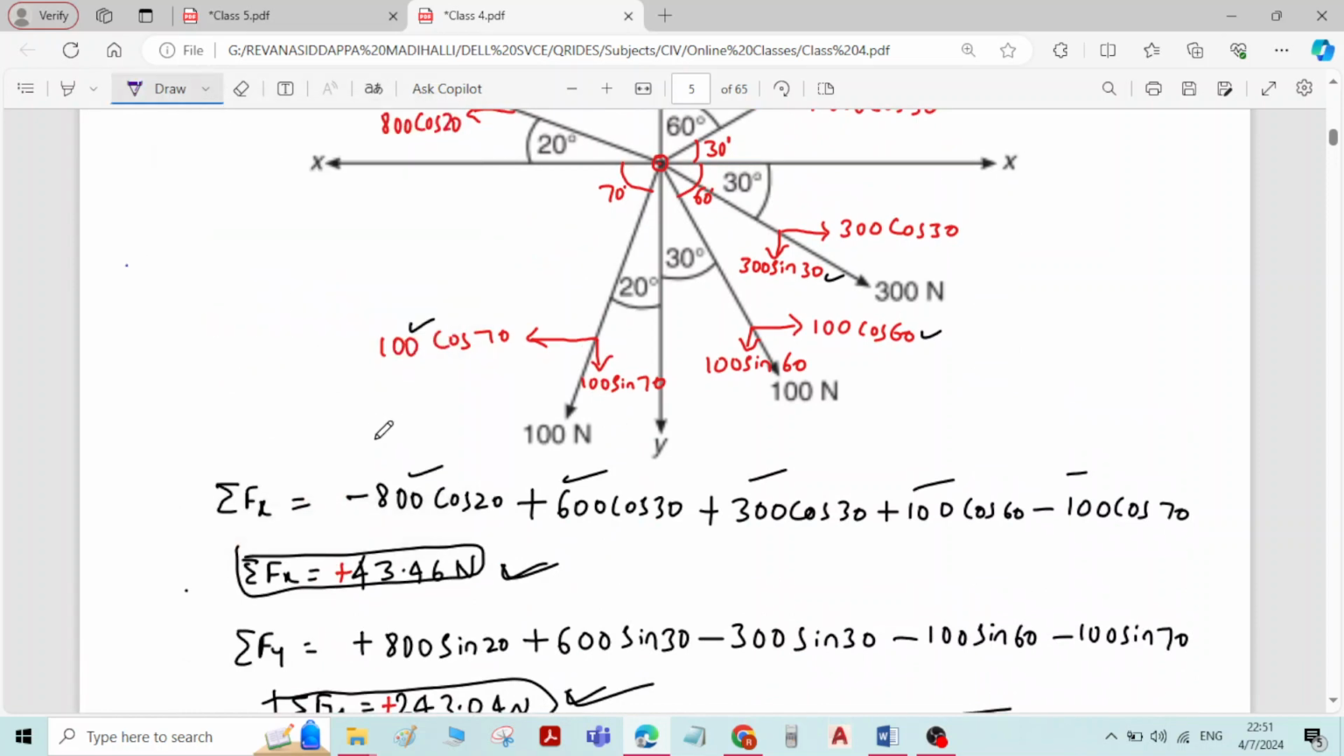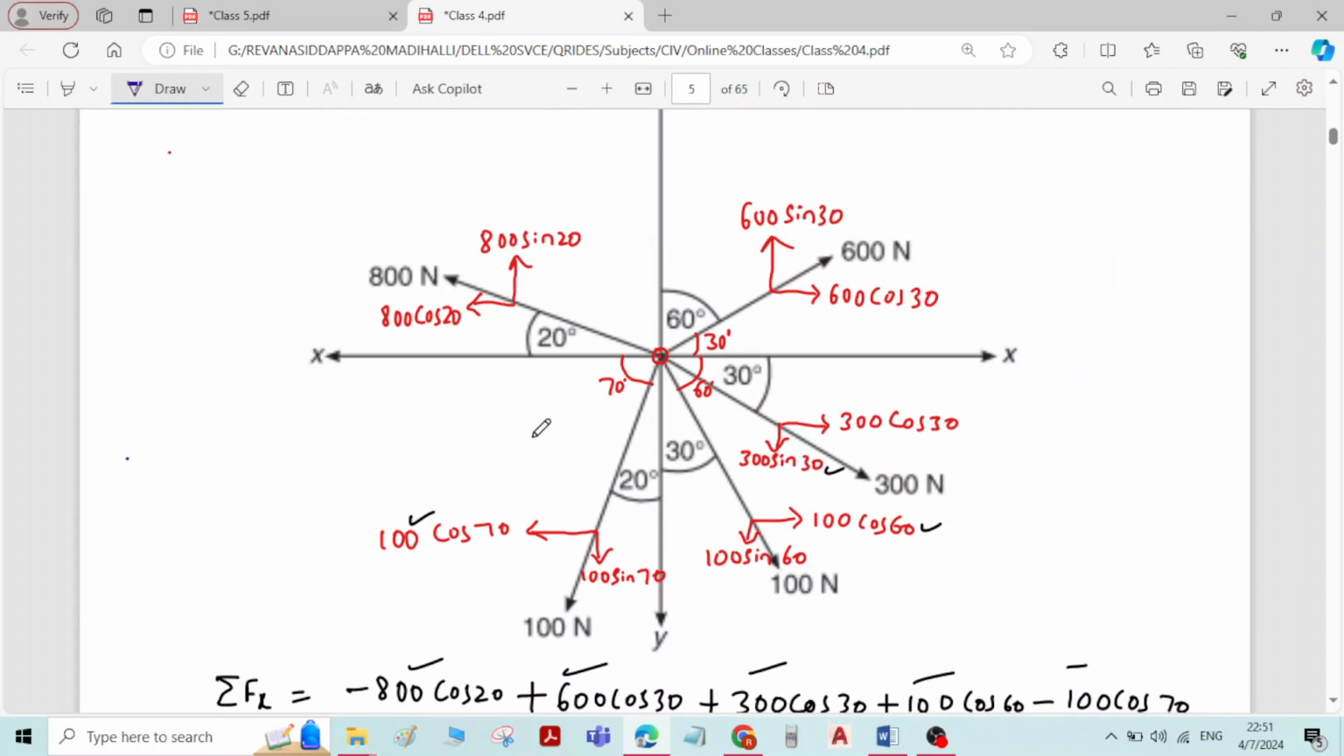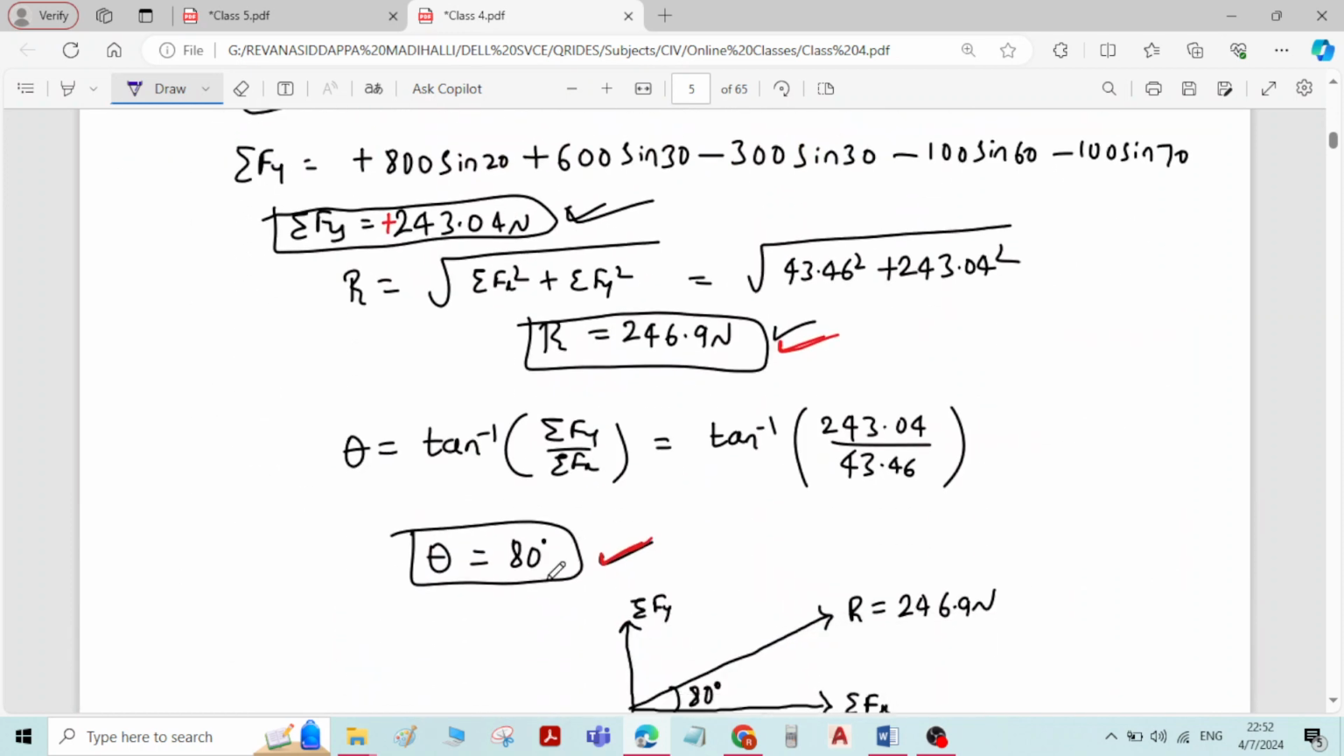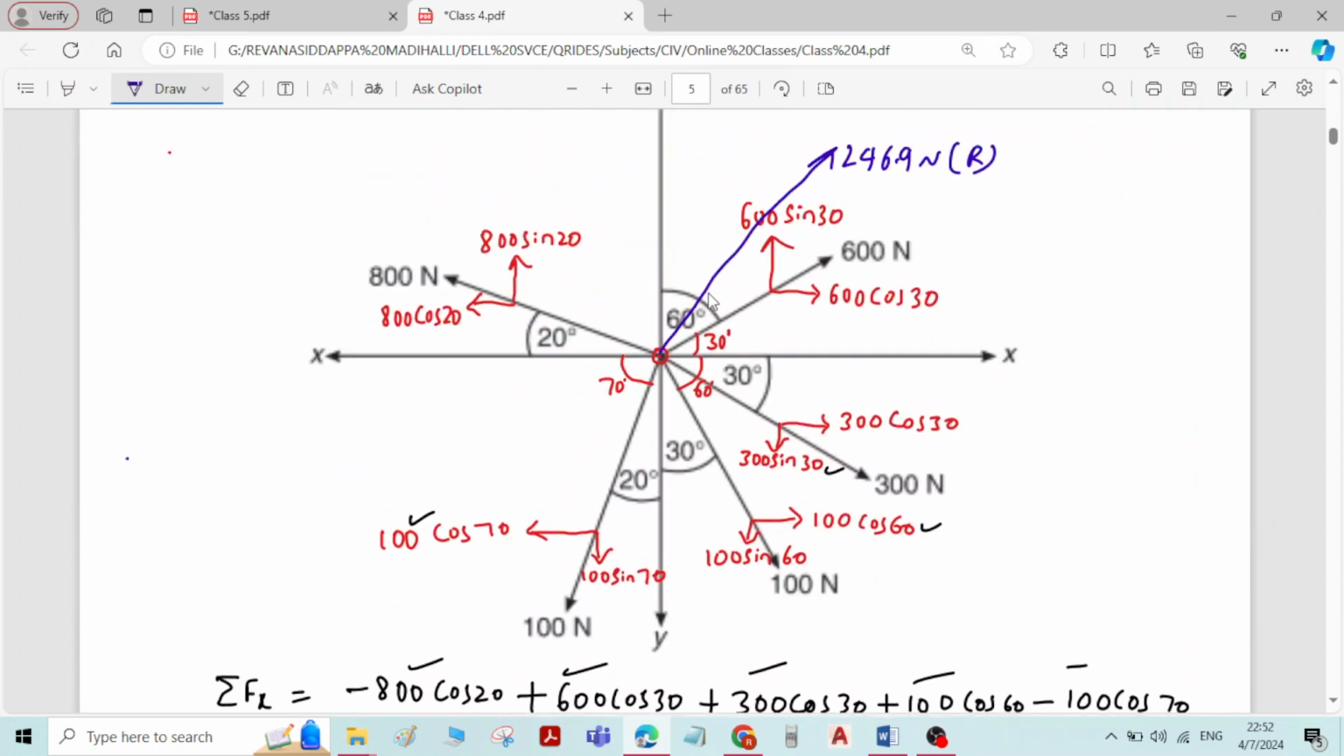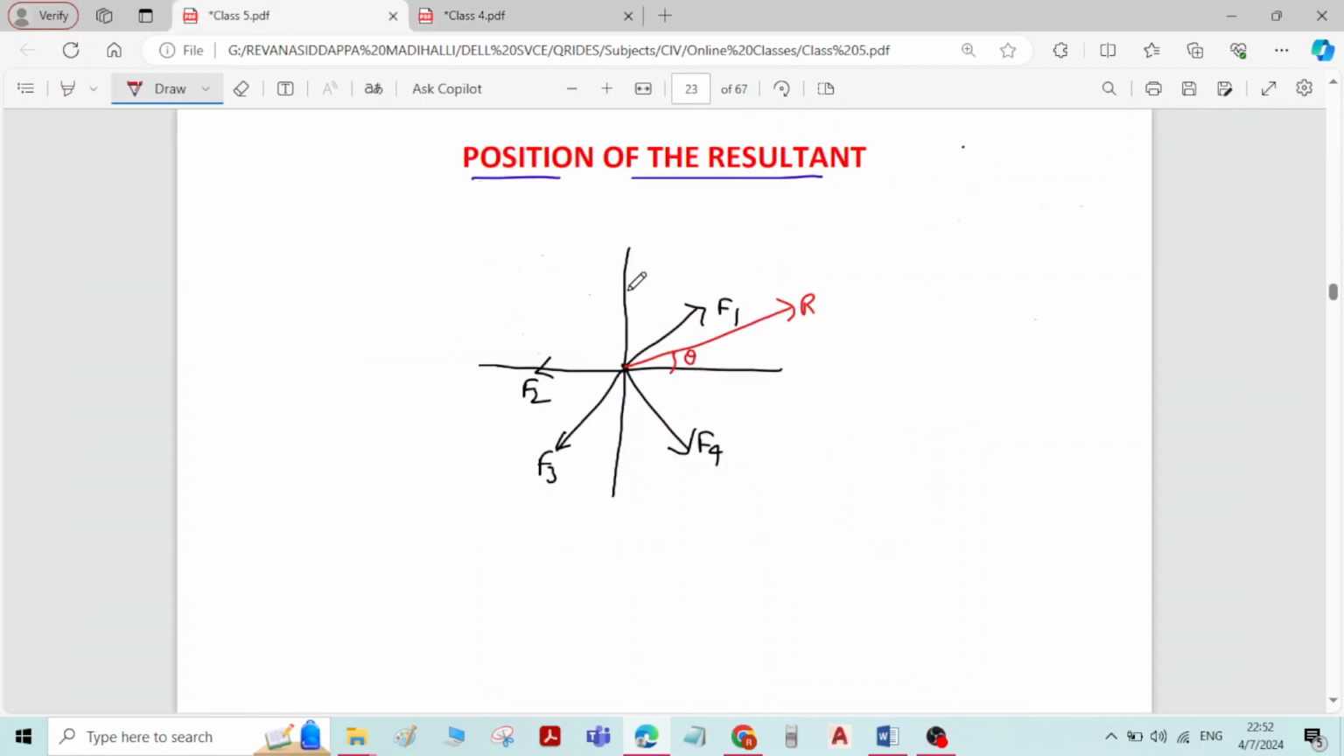So the 246.9 Newton resultant force will be there, like this, and its inclination is 80 degrees. Therefore, for this concurrent system of forces, we are able to predict the position of the resultant force. If the forces given in the problem are coplanar concurrent forces, then the position of the resultant force is known.